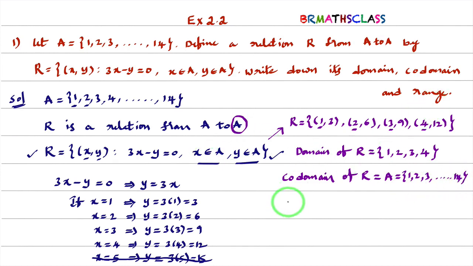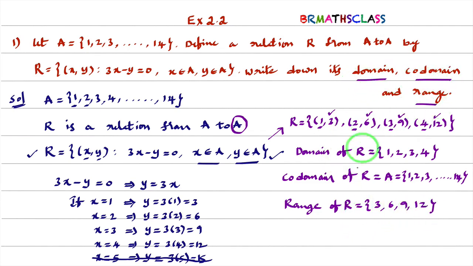Next, what are they asking? Range. Range of the relation. What is the definition of range of a relation? The set of all second elements of ordered pairs in the relation. You observe what are the second elements of ordered pairs in this relation? 3, 6, 9, 12. These are the second elements of ordered pairs in this relation. So what is the range of this relation? Range of this relation is 3, 6, 9, 12. So what were they asking? Find domain, codomain, range. We found it.